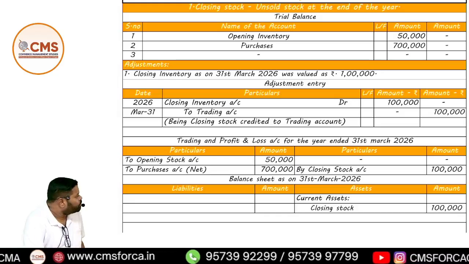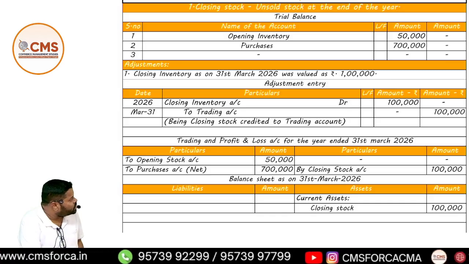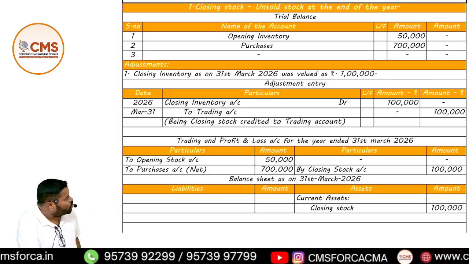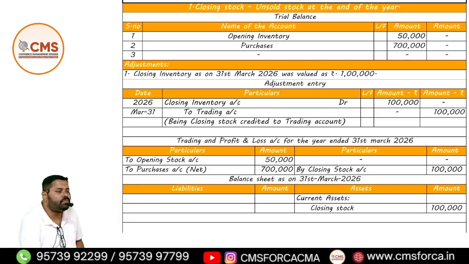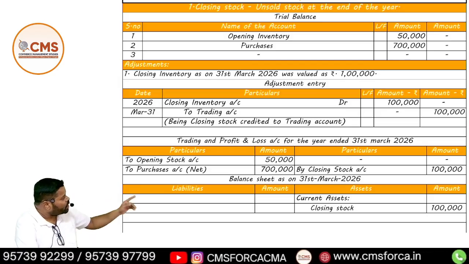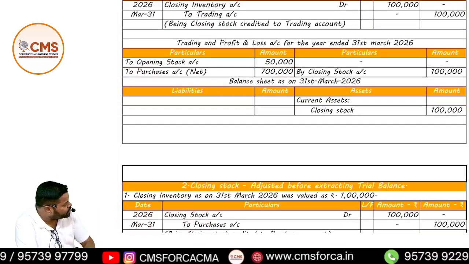So what is the first thing? You have a trial balance, opening inventory is given as 50,000, purchases are 7 lakhs, and your closing inventory is given in the adjustments as 1 lakh. Where do we write this? All adjustment items should appear twice: trading account credit side, and balance sheet on the asset side.